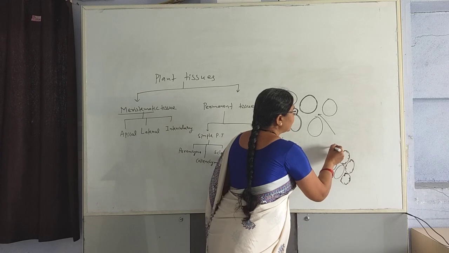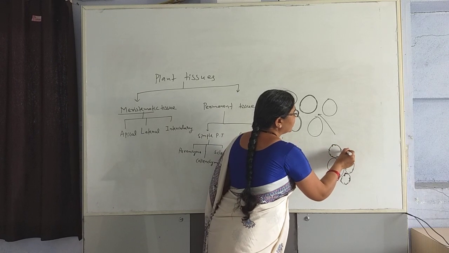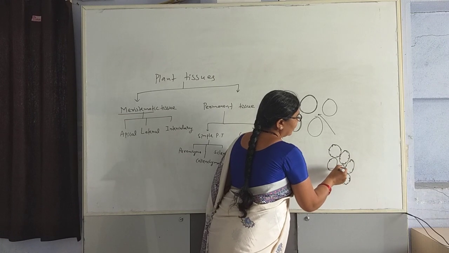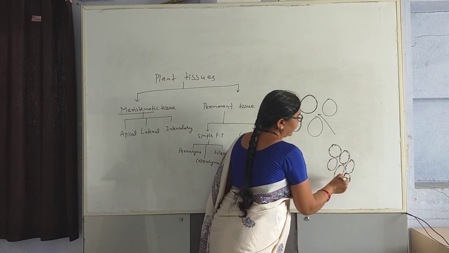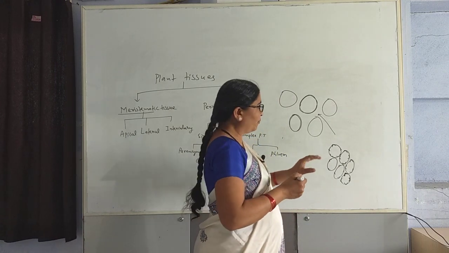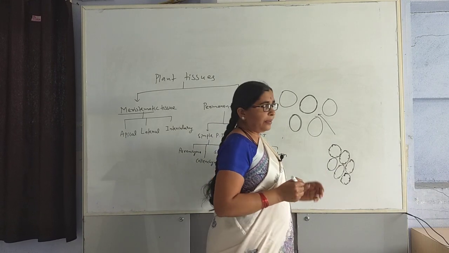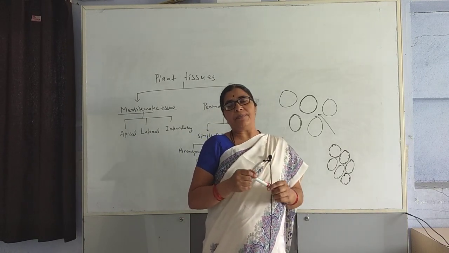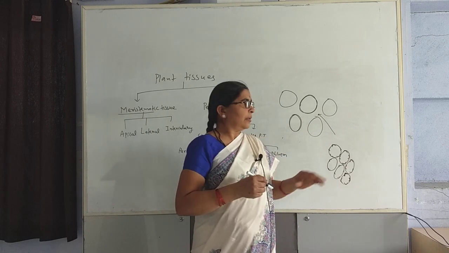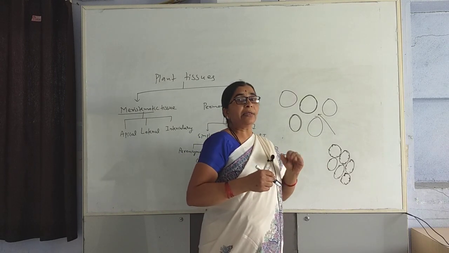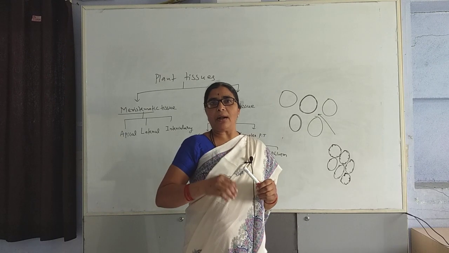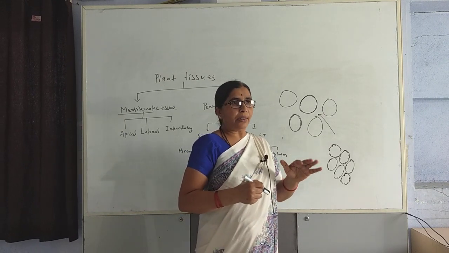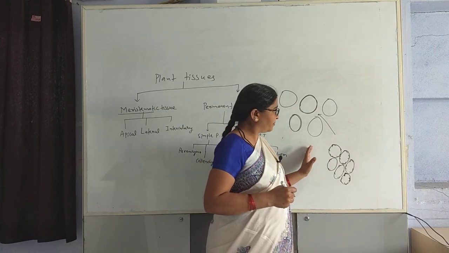At the edges, we can see the cell wall is thick, and these cells have also lost the ability to divide. They also store the food, and these cells are mainly present in the stem part of the plant. They give the plant flexibility for bending. So, they support the plant in a bending position.